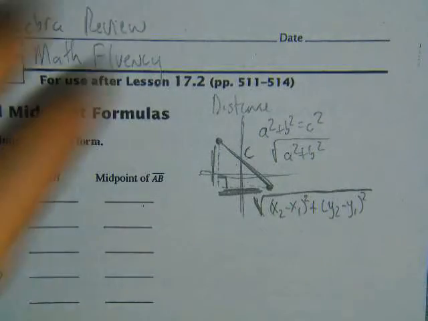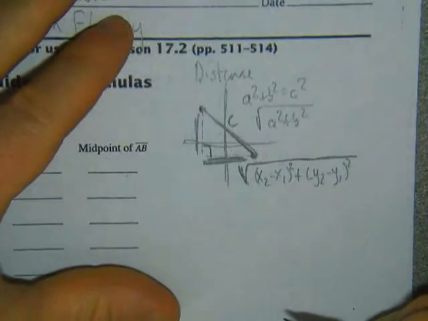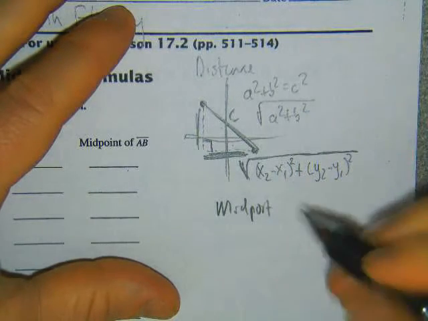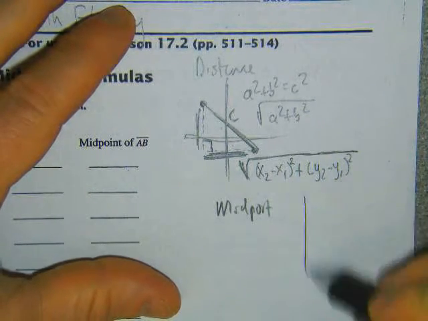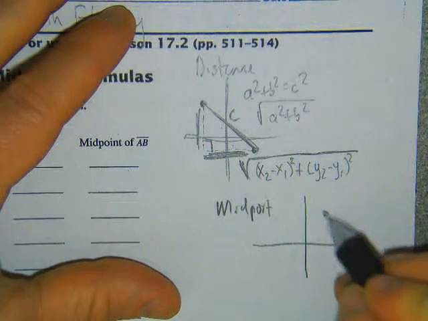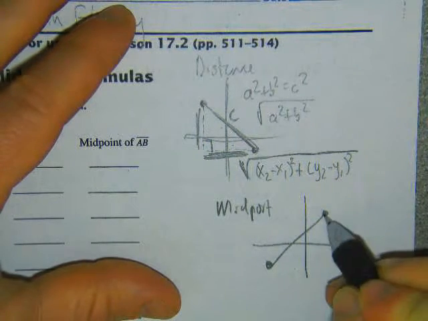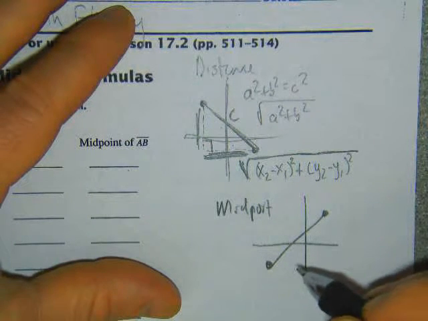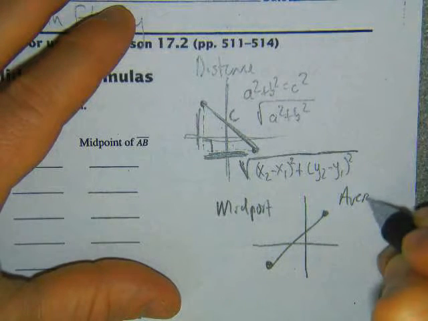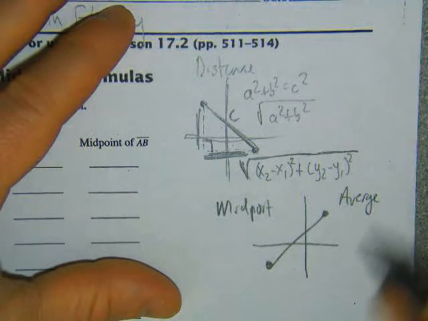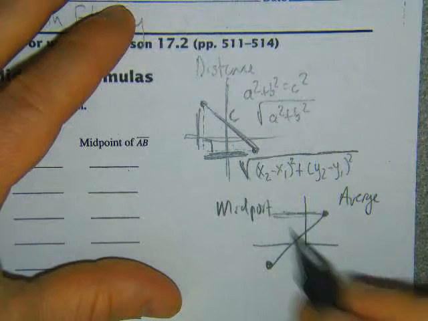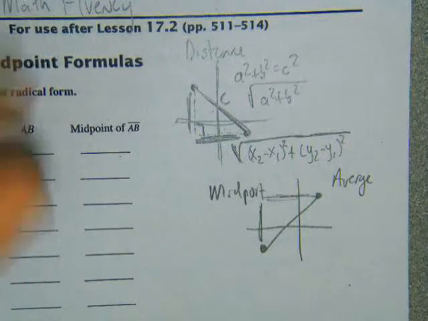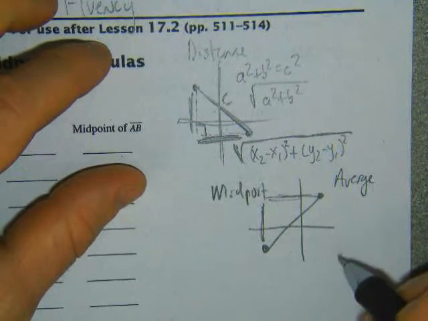Okay, now the midpoint is another situation. I think midpoint's even easier. So if I'm looking at the midpoint of 2 points, and again it doesn't matter where the points are, something like that. Where is the middle? So all we're doing is we're taking an average. We're going to average how far it is this way. We're going to average how far it is this way. And then we just have a point of that.